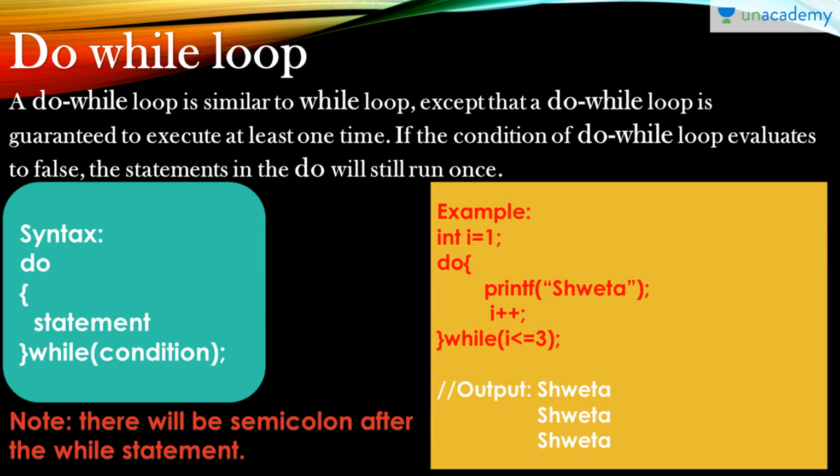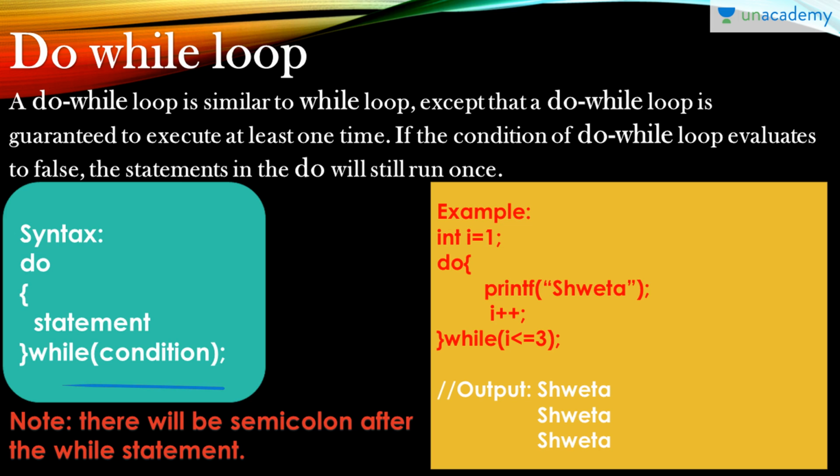Now we will discuss the do while loop. A do while loop is similar to a while loop, except that a do while loop is guaranteed to execute at least one time. If the condition of the do while loop evaluates to false, the statement in the do will still run once. And here the syntax is given: do, curly braces, statement, while condition. In the previous while loop example we have not given a semicolon after the condition, but here there will be a semicolon after the while statement.